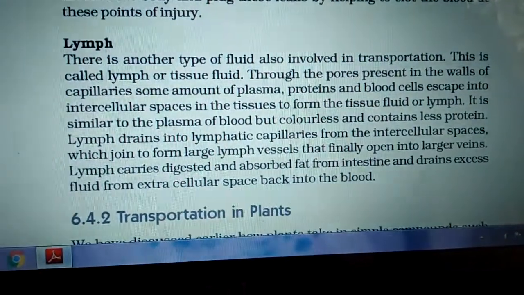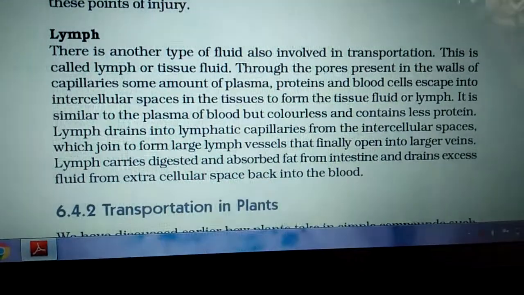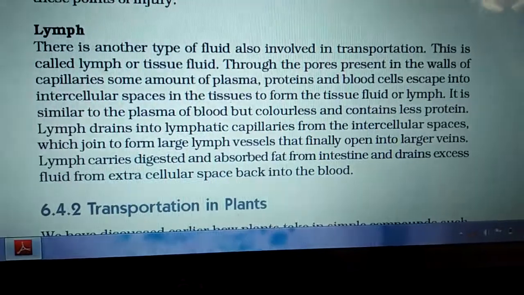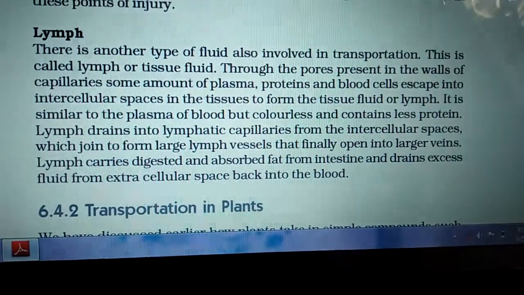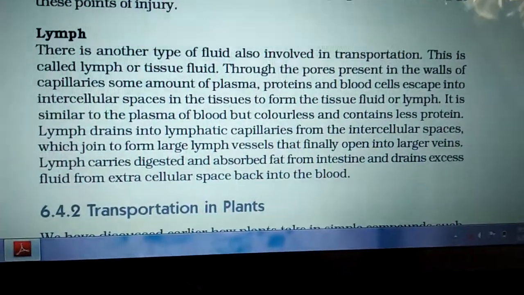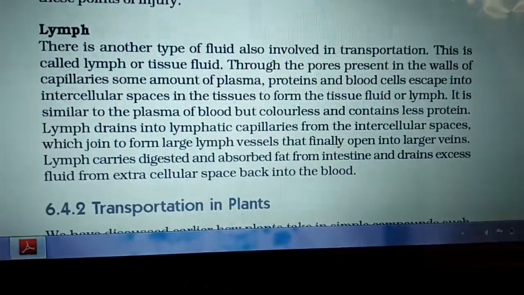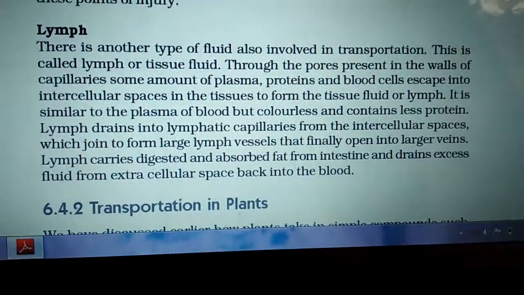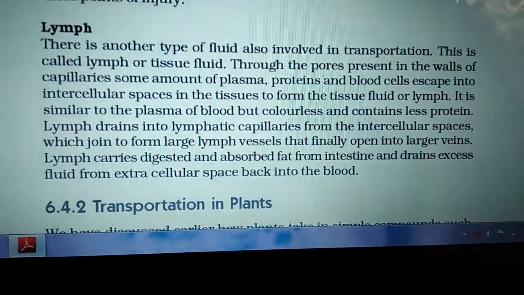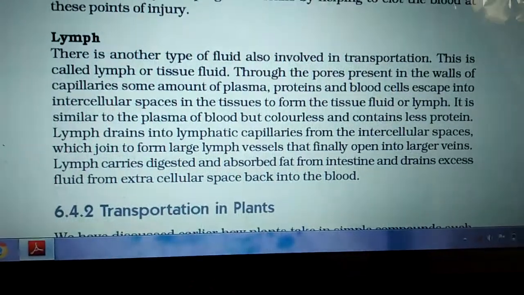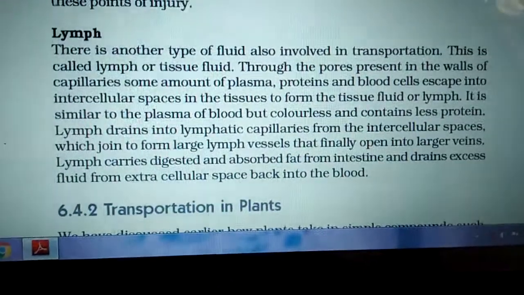Then we have to study one more fluid, called lymph. Lymph is very similar to blood, but it is yellowish or whitish yellowish in color, and it is another fluid which also helps in transportation in our body along with the blood. Blood is red in color, lymph is whitish or yellowish, and lymph is also called tissue fluid.